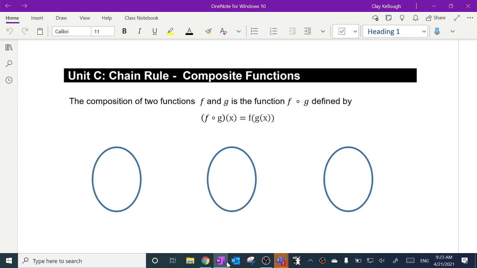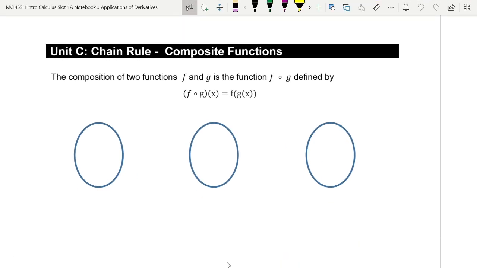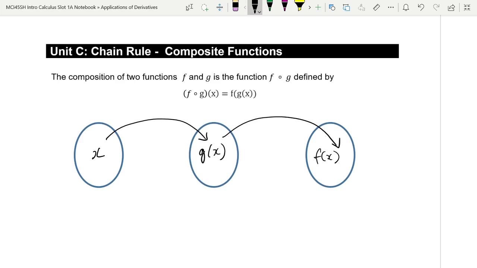To show you this as a schematic idea, I give you an x number, you put it into the g of x function, and then whatever answer comes out of that, you put into the f of x function. To go directly from here to here is what we would call f of g of x.